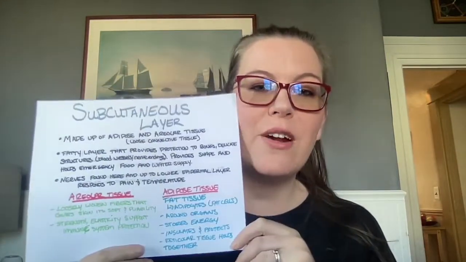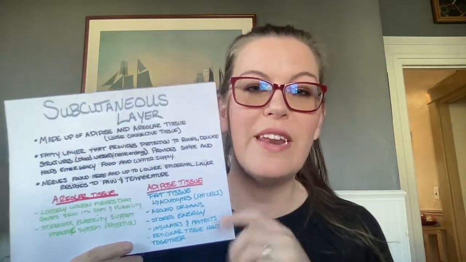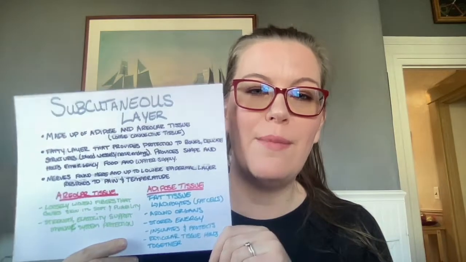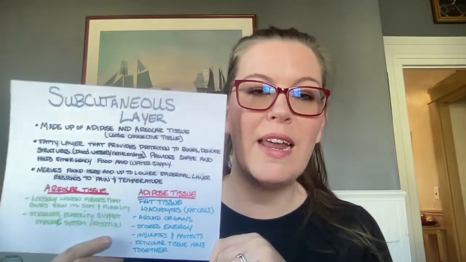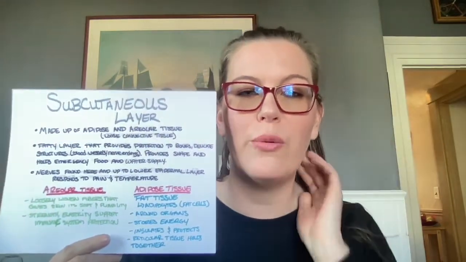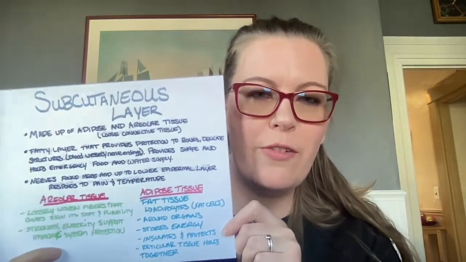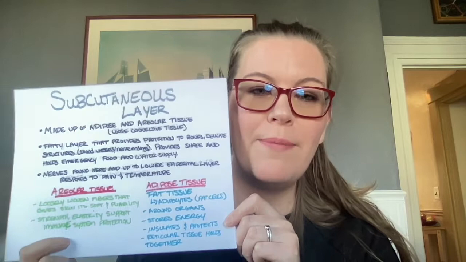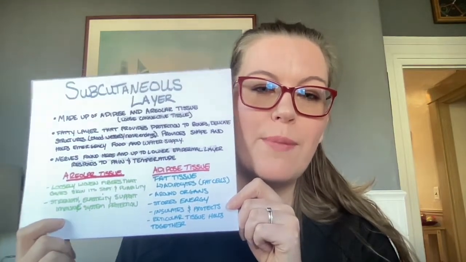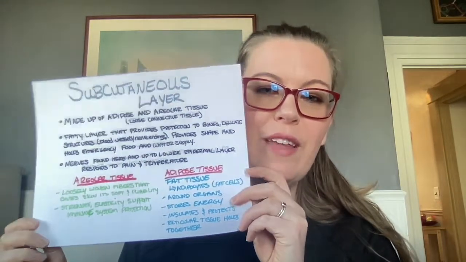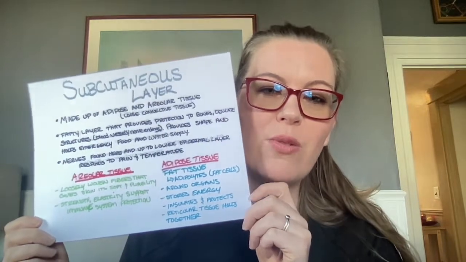Finally, we have our subcutaneous layer, which is made up of adipose and areolar tissue, loose connective tissue. This is our fatty layer. It provides protection to our bones and our bodies. Nerves are found down here and up to our lower epidermal layer, and respond to pain and temperature. The areolar tissue is loosely woven fibers that gives our skin soft pliability. It gives soft elasticity, support, and immune system. The adipose tissue is that fatty tissue. The adipocytes are the fat cells. They're around the organs, store energy, insulate, and reticular tissue holds it together.